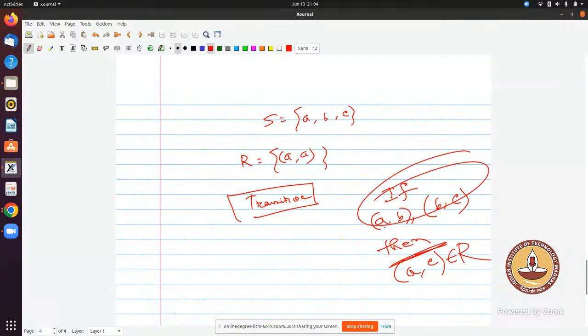If this is not satisfied, then it is obviously transitive. I mean, there is no point in checking this. Sir, in the last example you took, if A, B, and C live in the same city, A is the same person. A cannot live in the same city. Transitive. I am talking about transitive.